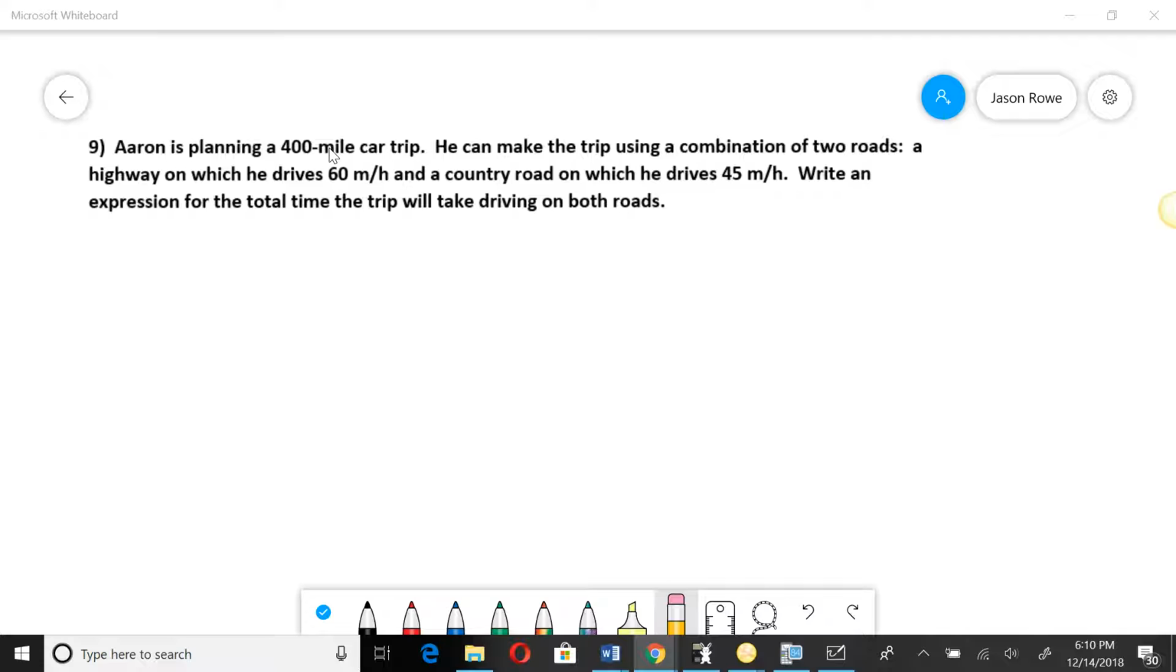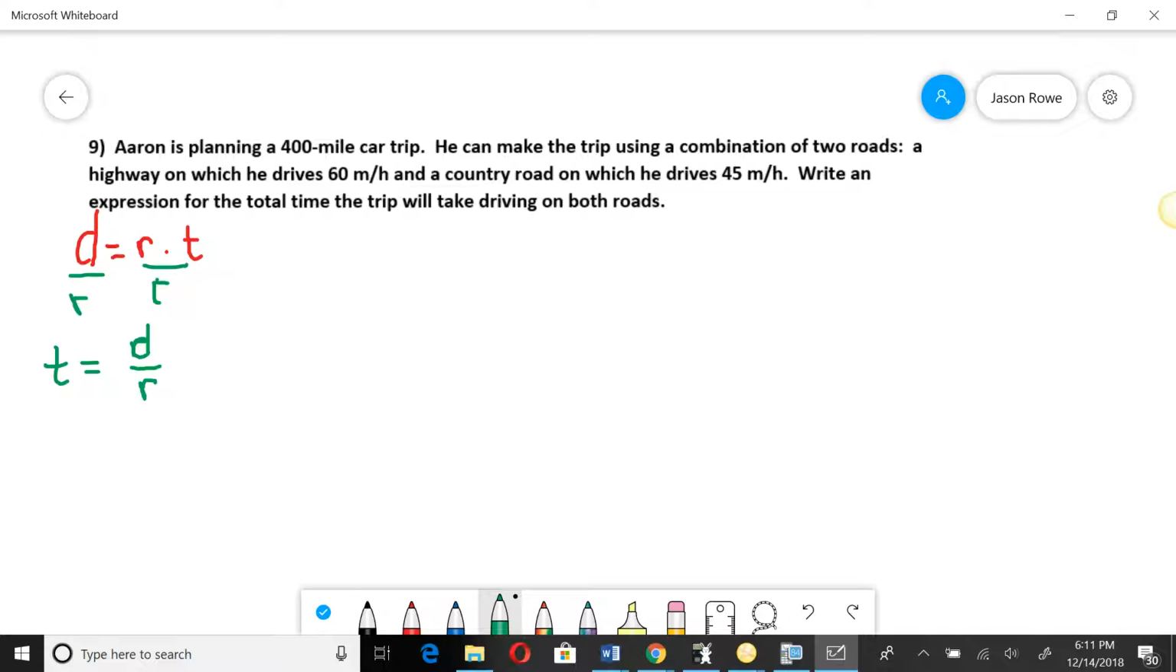So two things you got to know here. Number one, we've got the distance formula. Distance equals rate times time. But we're asked to find time. So how do we find time here? Well, we're going to divide both sides by rate. And so time will equal distance divided by rate. So we're doing distance divided by rate.